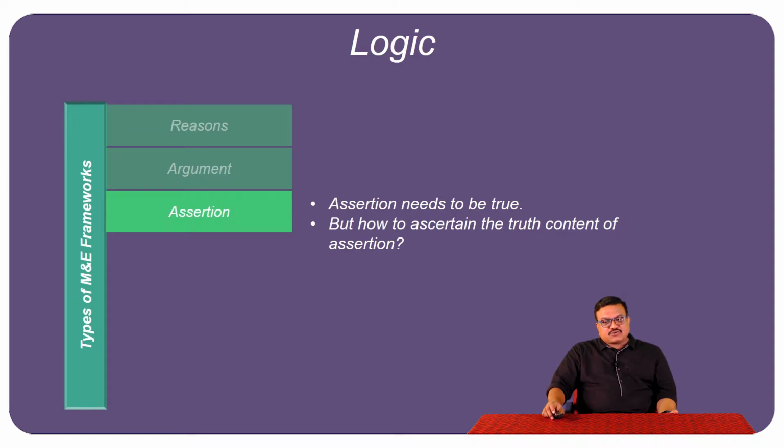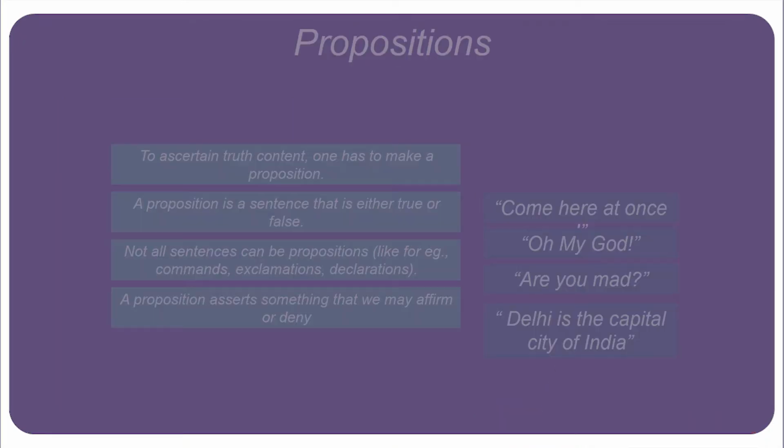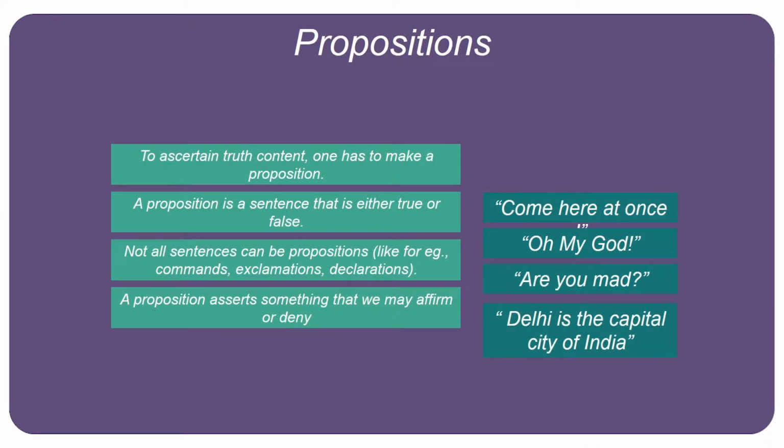Assertion needs to be true. But how to ascertain the truth content of an assertion? To ascertain the truth content of an assertion, one has to make a proposition. What is a proposition? A proposition is a sentence which is either true or false. Not all sentences can be propositions. For example, commands or exclamations or declarations.